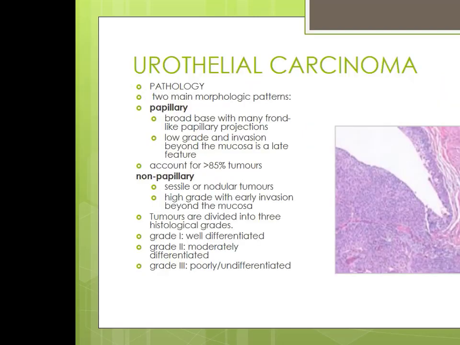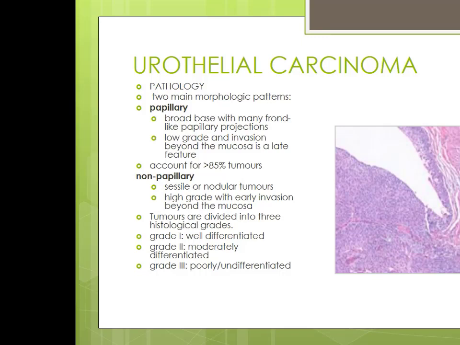Now, urothelial carcinoma or the TCC of the upper tract, there are two pathological subtypes of the urothelial carcinoma. One is the papillary, which is broad based with many frond-like papillary projections. They are low grade and invasion beyond the mucosa is a late feature. They account for greater than 85% of the tumors.